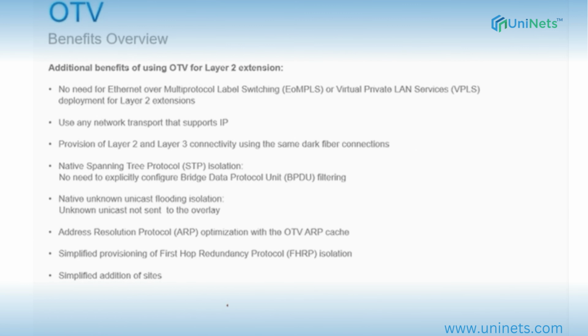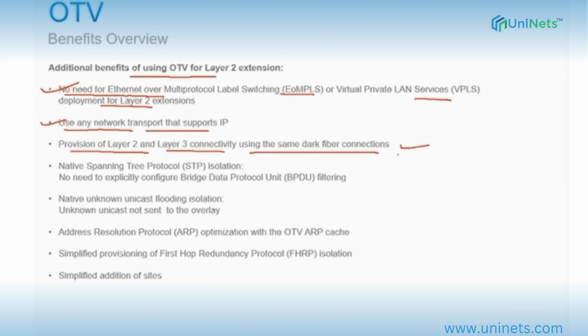Additional benefits: there's no need for MPLS L2VPN or VPLS, right? No need to procure or order a specific layer 2 circuit from the service provider. You already have an MPLS link, you can extend your layer 2 boundary. If you already have connectivity via a point-to-point network, there is no need to specifically order and pay to extend your layer 2 boundary. Use any network that supports IP. You can also use dark fiber connections for layer 2 and layer 3 connectivity.